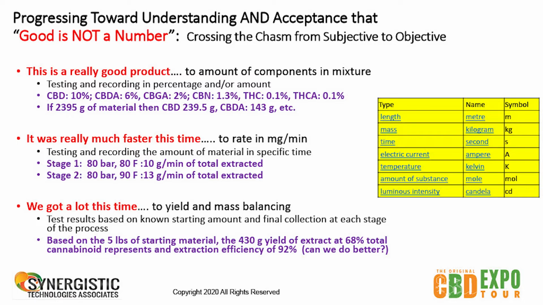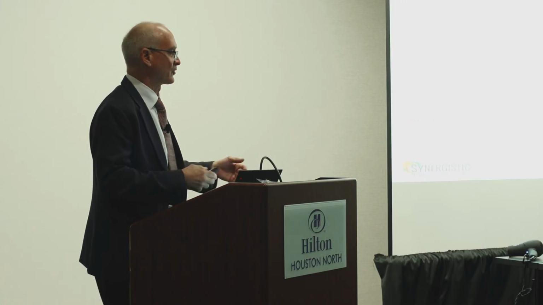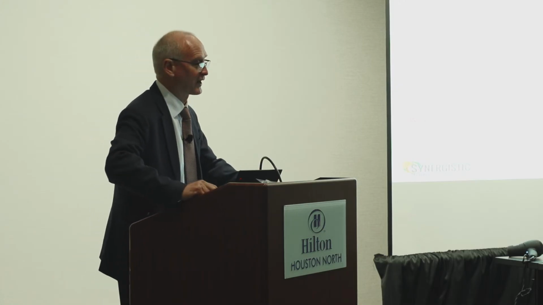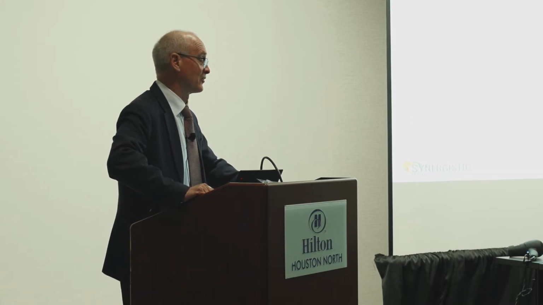And so to have yield and mass balancing, you want to test the results of the starting material and what's ending, because you might get 5 pounds of starting material and 430 grams of yield, but it might be just 68% of total cannabinoids. And so if you have a different percentage of the cannabinoids that are in that oil or in that total mixture, that still gives you something that is not a lot more. You might have gotten other compounds that add on to that. And so those are some of the things that we need to explore as we're talking about analytical data and working through the hemp world.